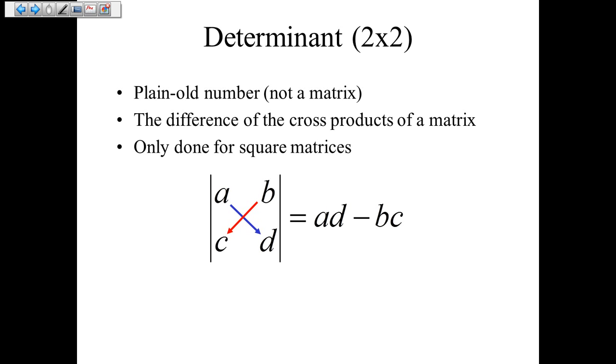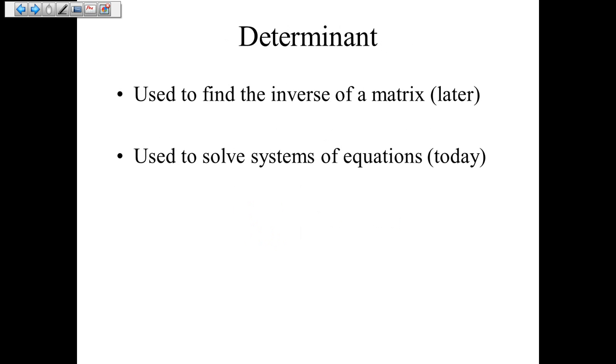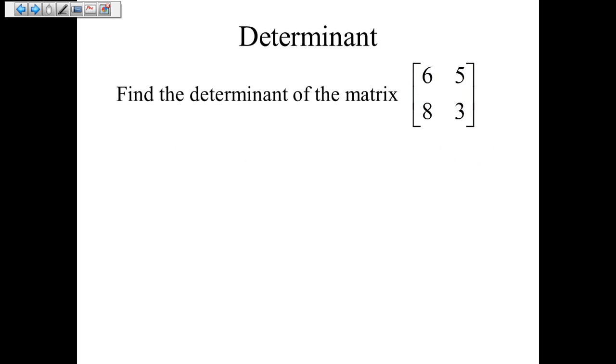Okay, so for a 2x2 matrix, all you do is take what's referred to as the primary diagonal, A times D, minus the other diagonal, B times C. Now, we will use the determinant to find the inverse of a matrix. That's going to be in a couple sections or so. But we also use the determinant to solve systems of equations, and that's exactly what we're going to do today with Cramer's rule. So let's start by just looking at some examples.